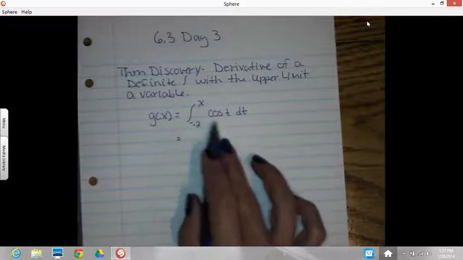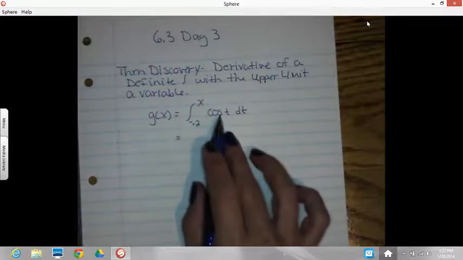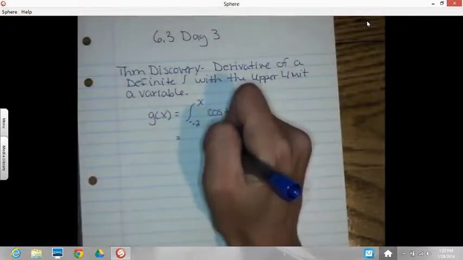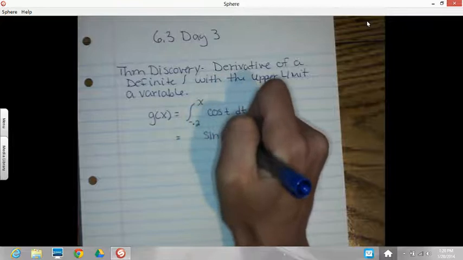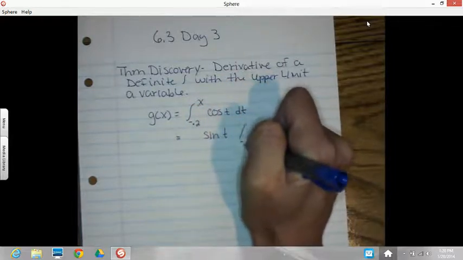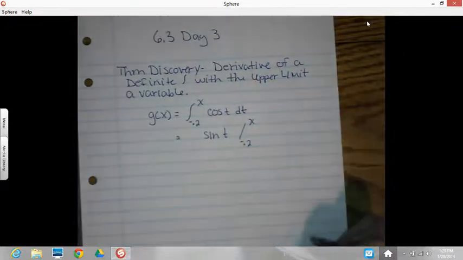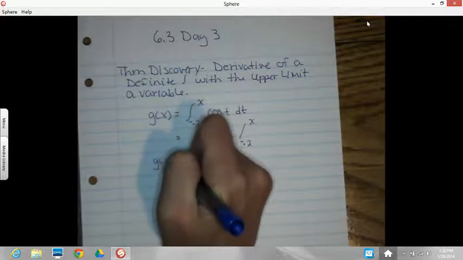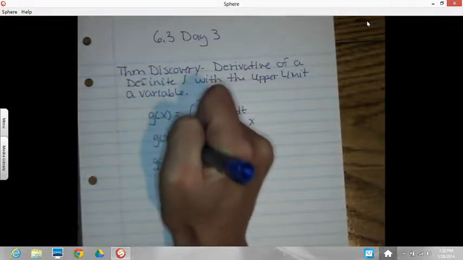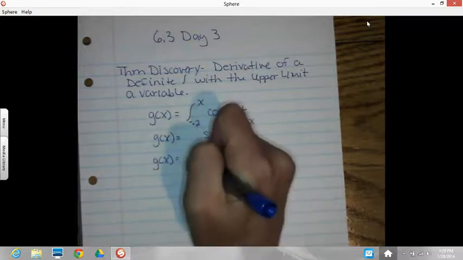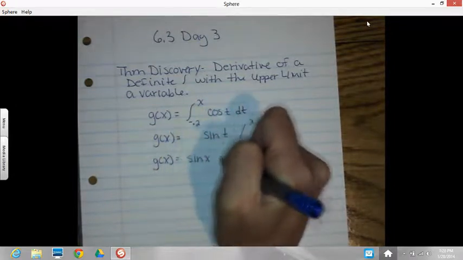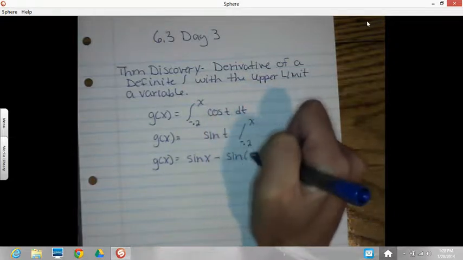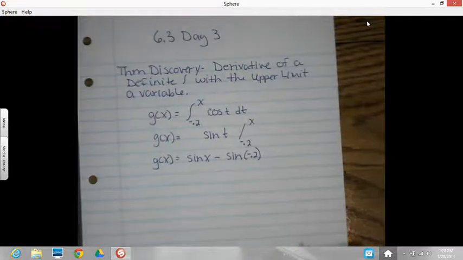So we're going to do antiderivative first. So what in the trig world has cosine as its derivative? Well, you know that goes to sine. So it's sine t evaluated from negative 0.2 to x. So when I plug in, this is my function g of x. G of x equals the sine of x minus the sine of negative 0.2. Okay, so I found g.